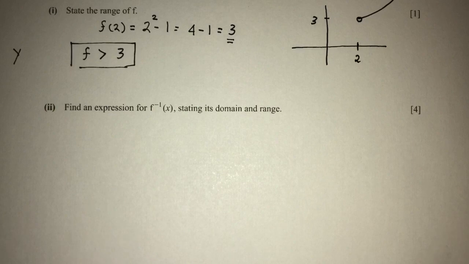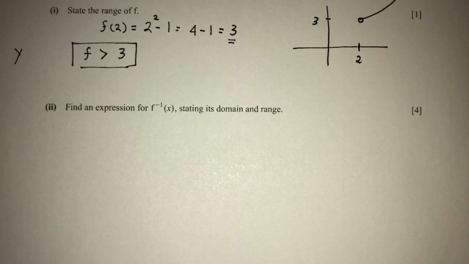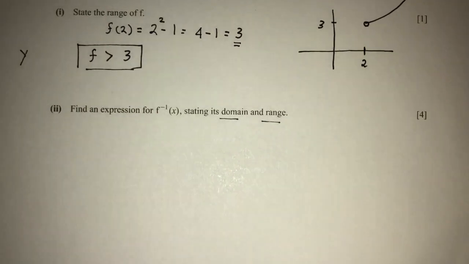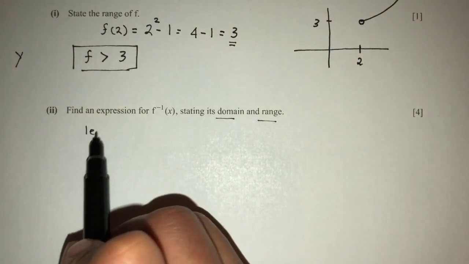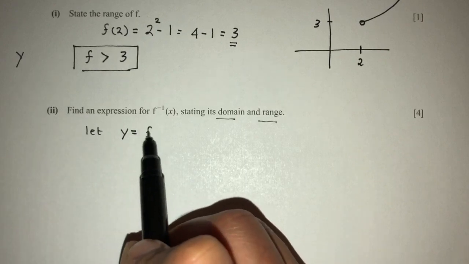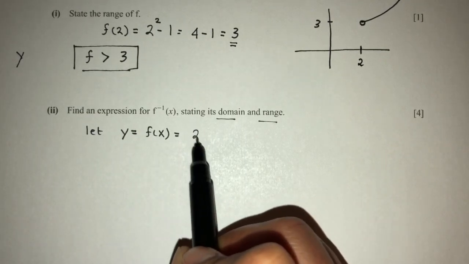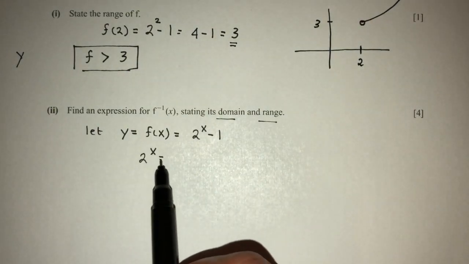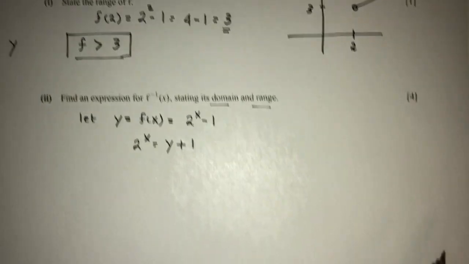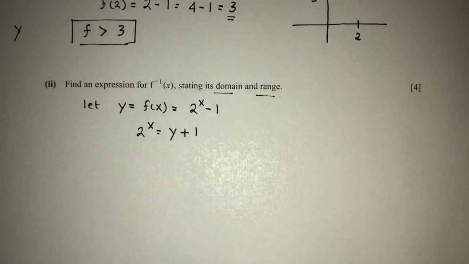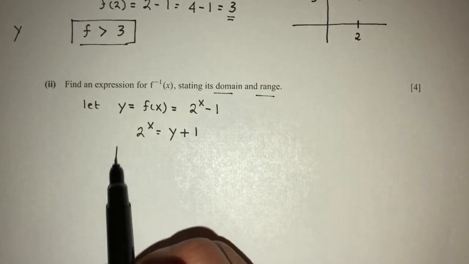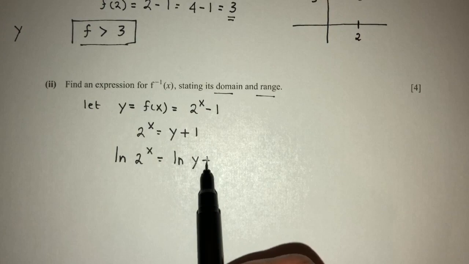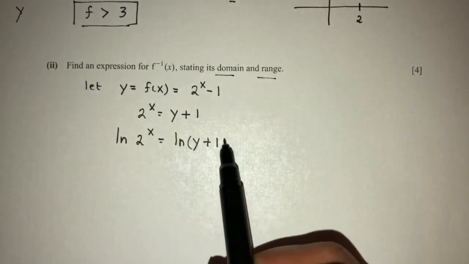Now for part 2, we have to find an expression for f inverse, and then we have to find its domain and the range of that. So let's do that. It's pretty easy. So first is to let y equal to f of x. That will be 2 power x minus 1. Now you will have 2 power x, that will be y plus 1. Now we can take ln or log, it is up to you. So I will take ln, why not? Take ln on both sides. Okay, so you'll have this for now.